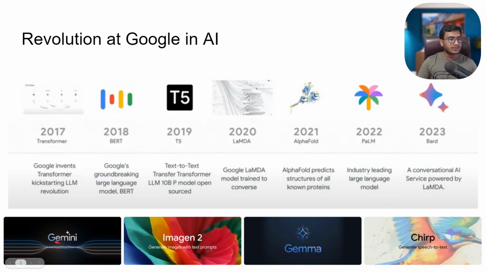Then in 2024, from Google Research, we have Gemini. Then Imagen 2, which can generate images with respect to a text prompt. Then we also have something called Gemma, which is one of the large language models. Then there is another model called Chirp, which can generate speech to text. So that's the revolution that happened. It took lots of time to come to this position. Google introduced so many research efforts, so many models, so many technologies, and nowadays we are using these technologies in the field of generative AI.